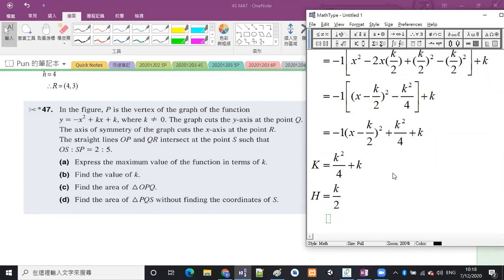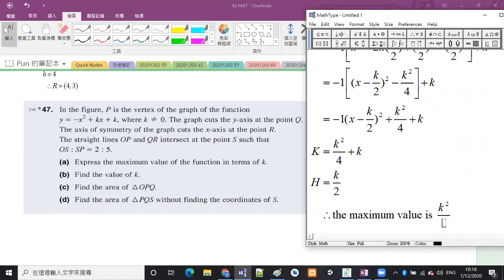Therefore, the maximum value is k squared over 4 plus k. Okay, so that is the answer of part A. Can you get this?